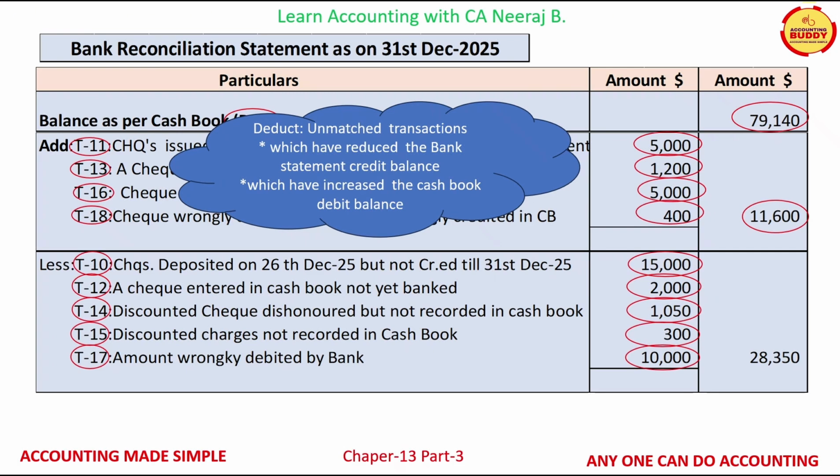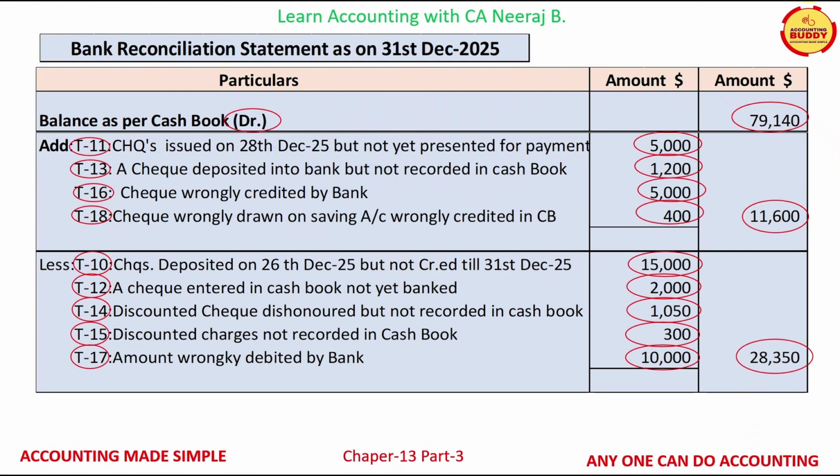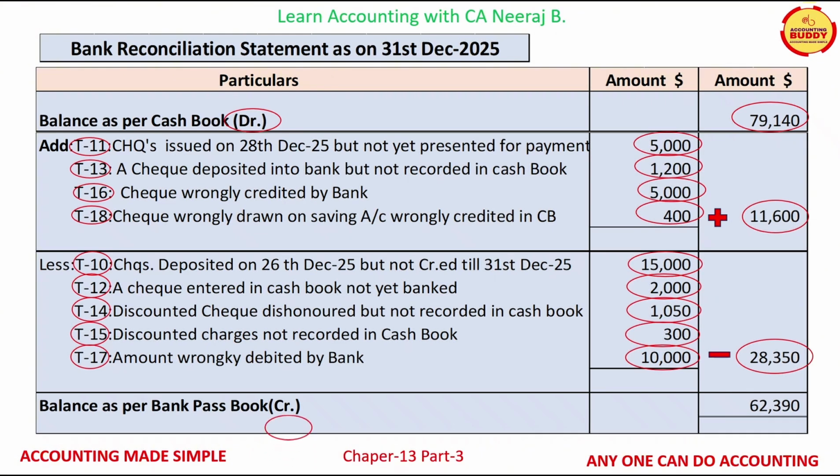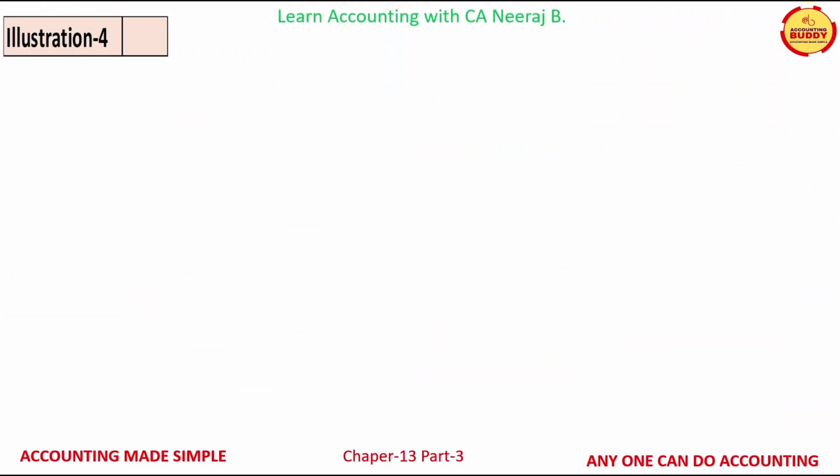Therefore, the total of all these 5 transactions amounting to $28,350 will be deducted from the debit balance of the cash book. Now, if to $79,140, the debit balance of the cash book, $11,600 is added and $28,350 is deducted, we are left with the bank statement credit balance of $62,390. Thus, the process of bank reconciliation for this illustration is completed. Let us work on another illustration.